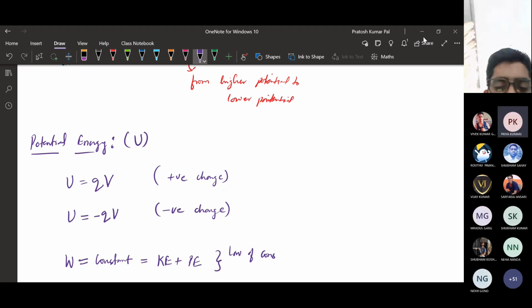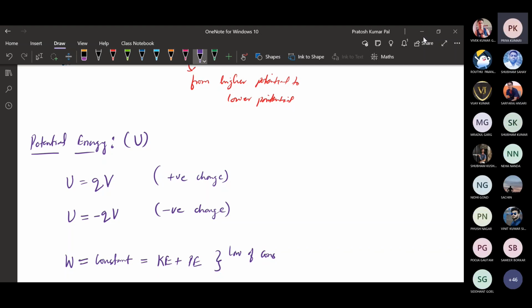So here, the law of conservation of energy says that kinetic energy plus potential energy will always be constant.